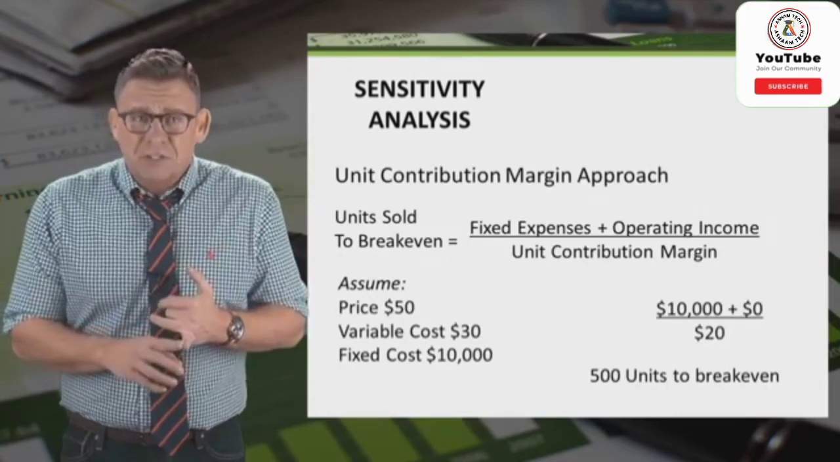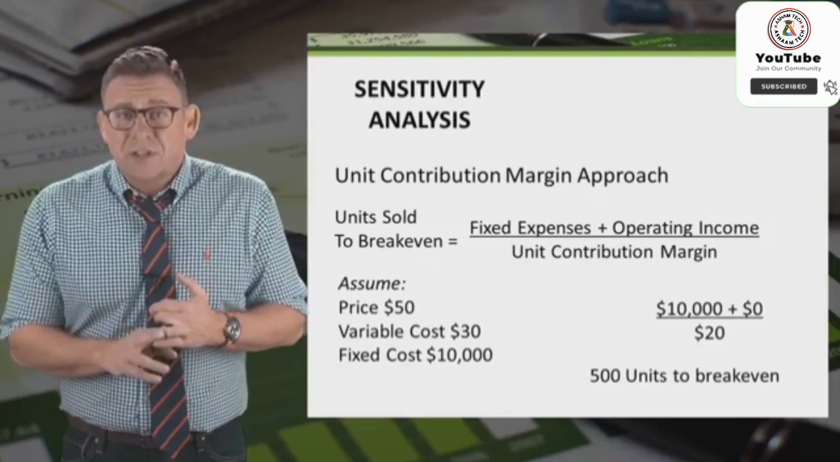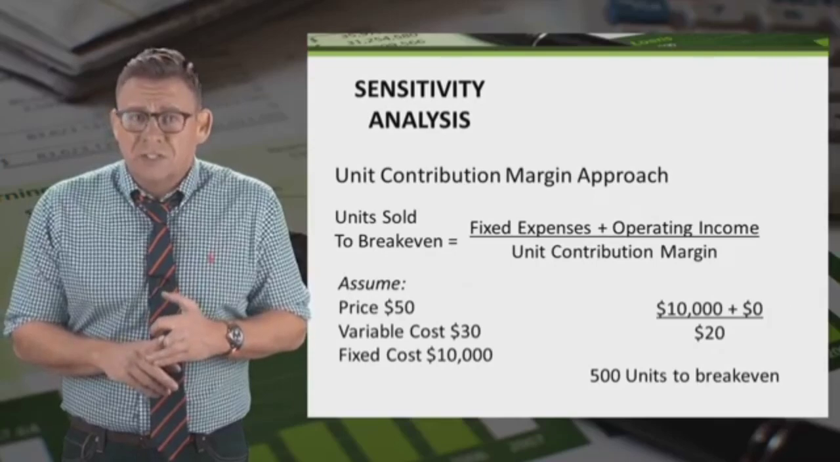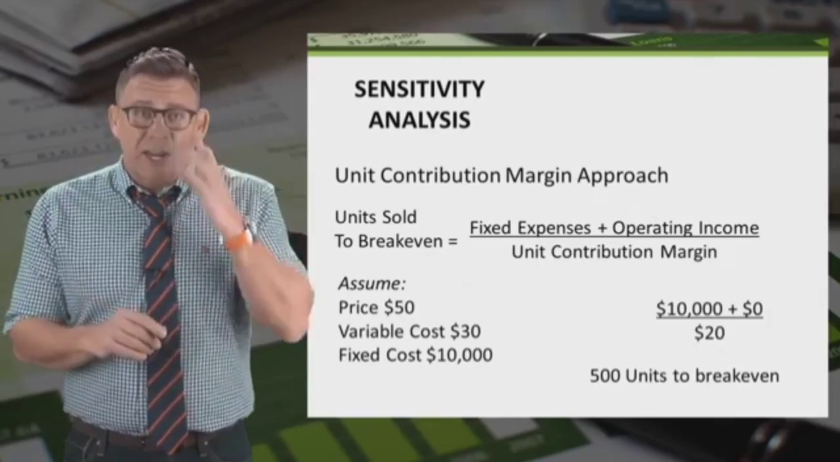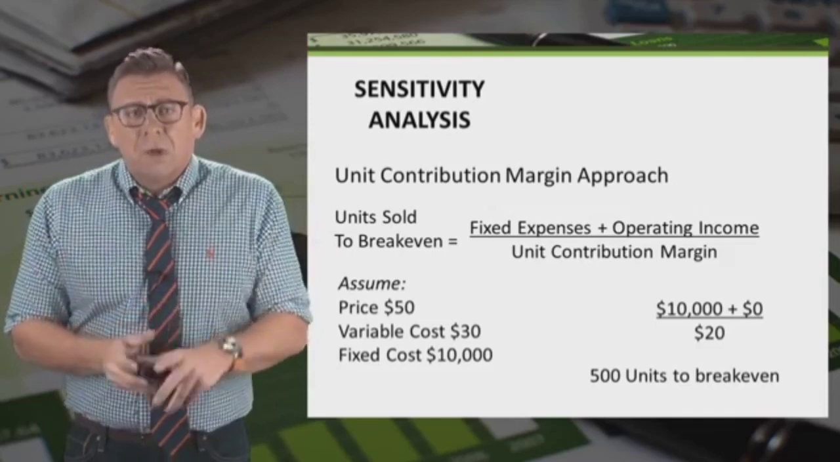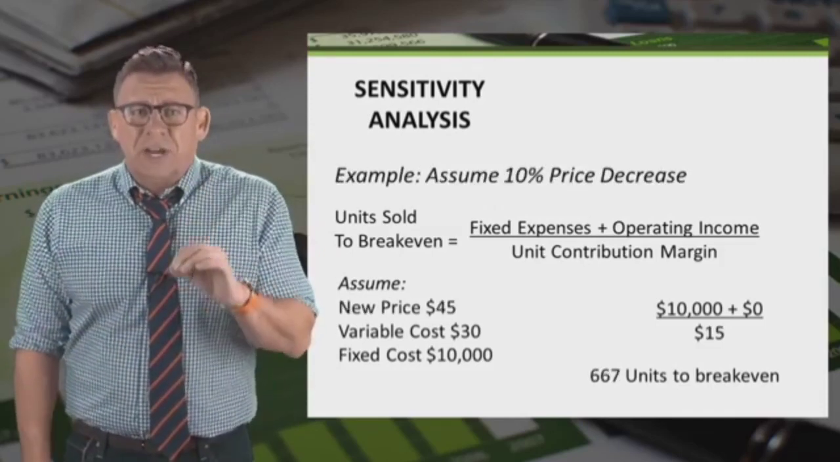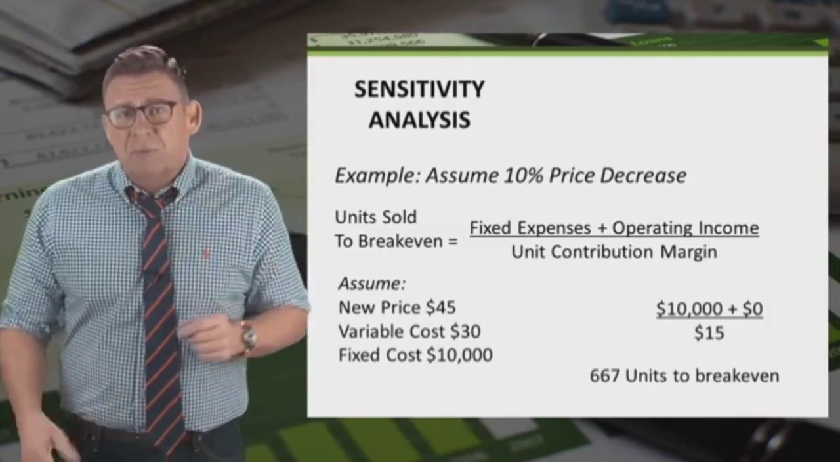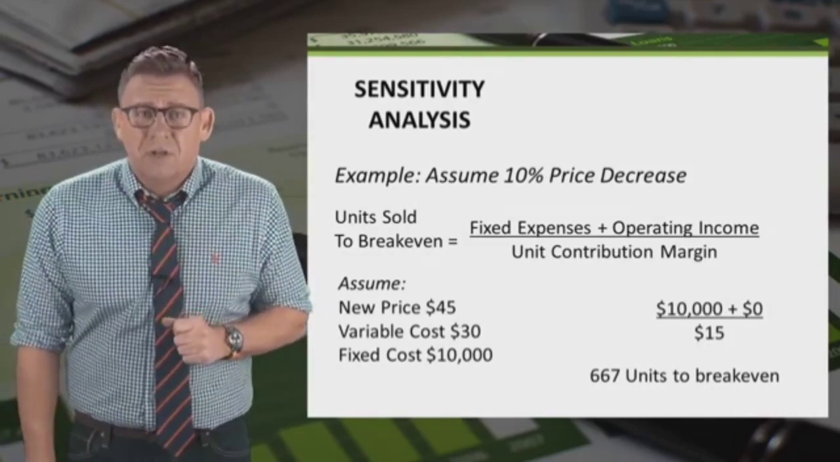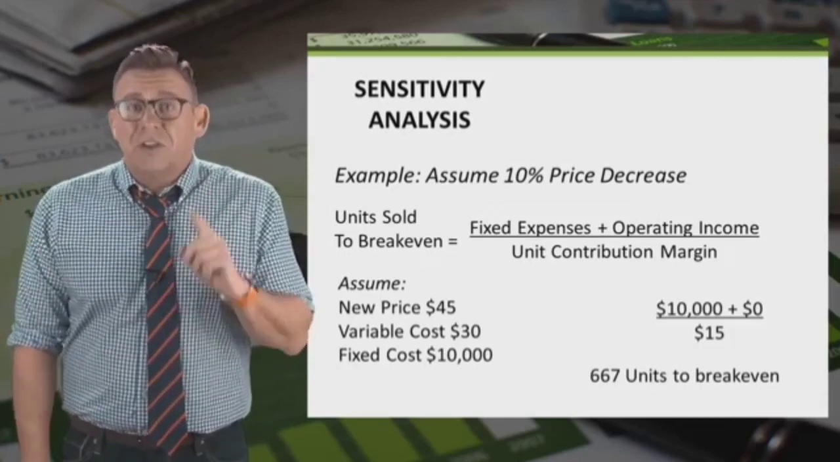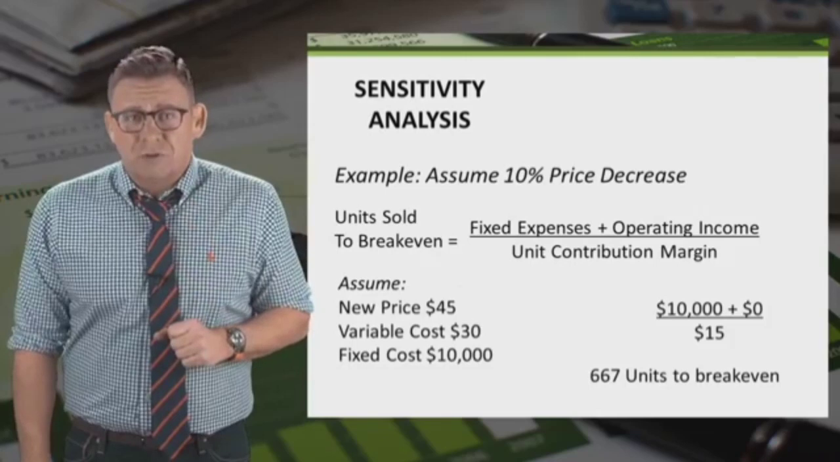Price is $50, variable cost is $30, therefore contribution margin is $20, fixed costs are $10,000, so our break-even is 500 units. But what if management is considering a 10% price decrease based on pricing pressures from competitors? What is break-even now? We need to calculate the new unit contribution margin.